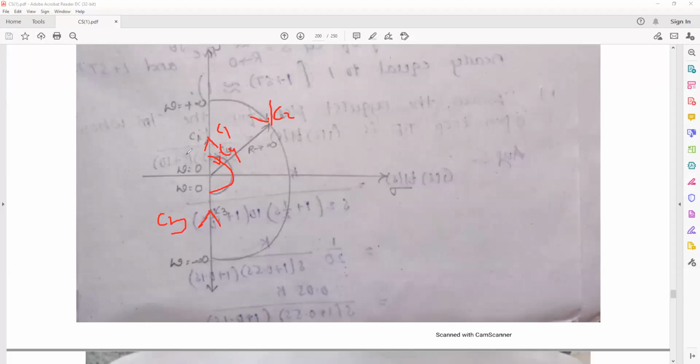So this is omega equal to 0 to infinity. This is the half of 0 to plus infinity, and the other half is 0 to minus infinity. This is 0 to plus infinity, 0 to minus infinity.